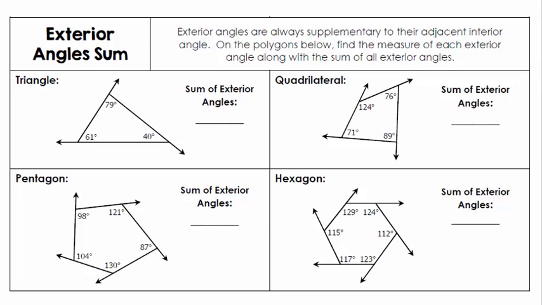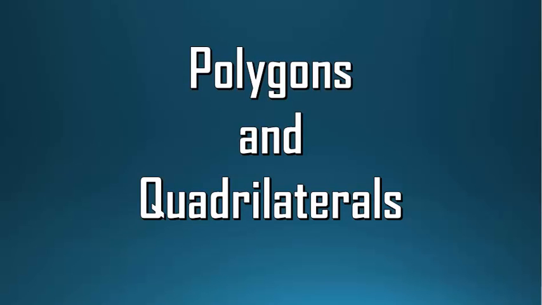Like I said before, I'd like for you to go back and try to do the other three examples by yourself: quadrilateral, pentagon, and hexagon. Again, just find each of the exterior angles and then add them all up to find the sum of the exterior angles. That is the end of this video, the first video for polygons and quadrilaterals.